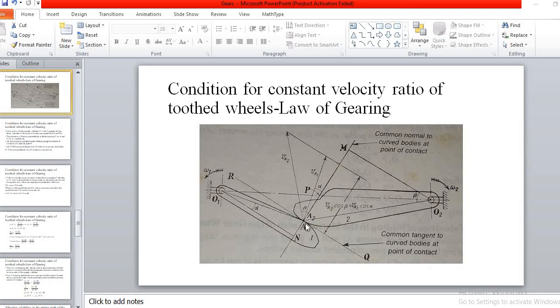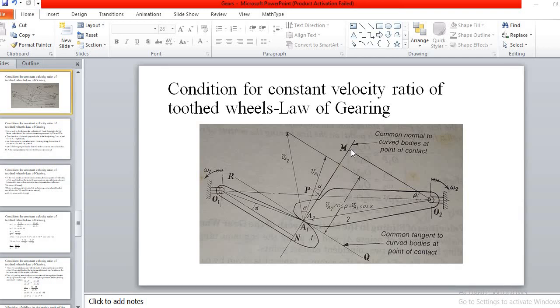Now through this point of contact, we draw a normal MN, and also draw a common tangent RQ through this point of contact. Common normal MN through this point of contact.